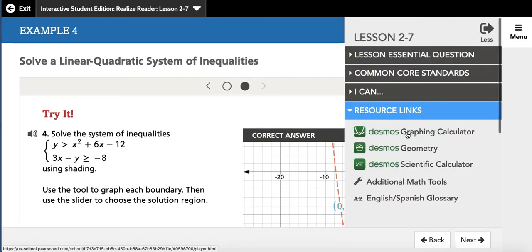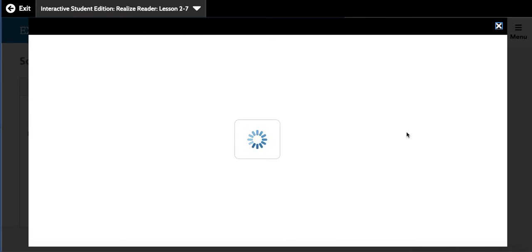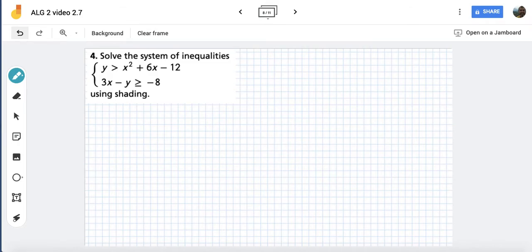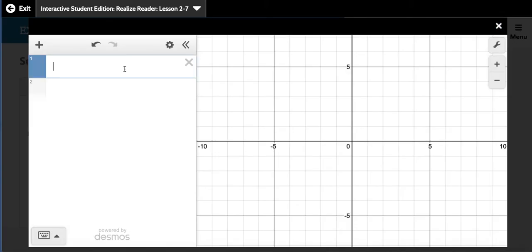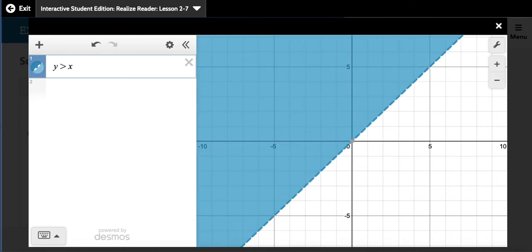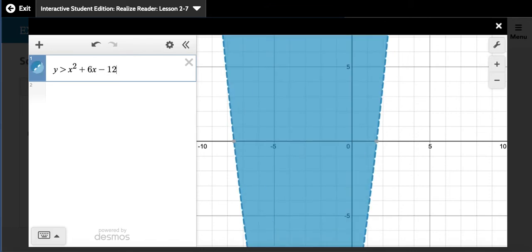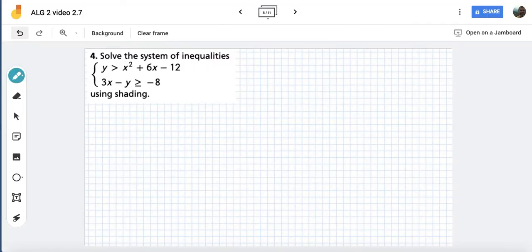They want us to graph y is greater than x squared plus 6x minus 12, and 3x minus y is greater than negative 8. I decided to try Desmos. So I open up my Desmos calculator, and I need to go back and forth because I can't see the screen. Y is greater than x squared plus 6x minus 12. And it already shaded it for me.